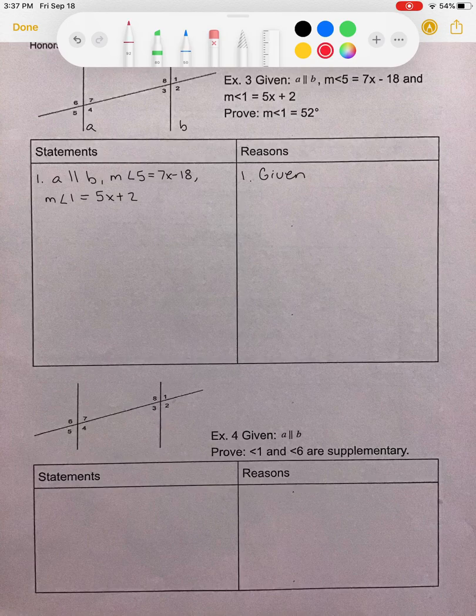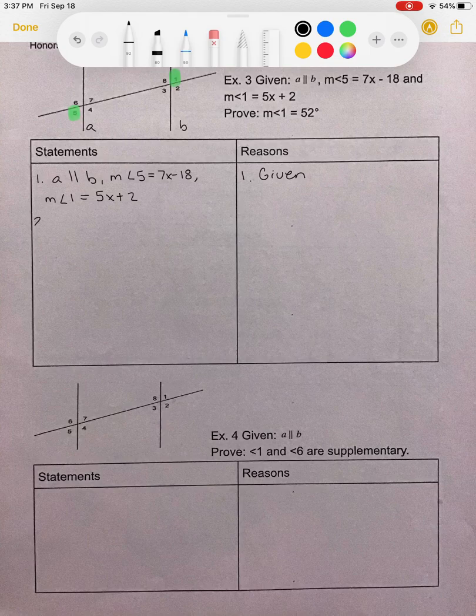Okay, so I'm going to look in the picture and see what we have. We have angle 5 and angle 1. We have to decide what kind of relationship that is. Those are considered alternate exterior. And so then what do we know about alternate exterior angles?